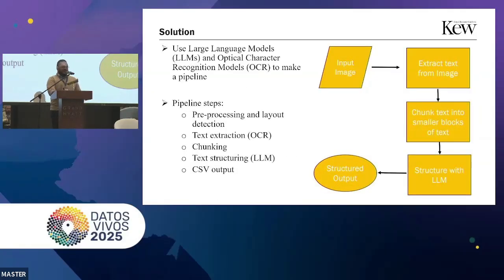So what's the solution? Quite simple. Let's use large language models and OCR to create a pipeline. The easiest way to say how the pipeline works is we take the input image of the catalog pages, we extract the text from them, we then chunk them so they are individual text blocks that can then be sent to the large language models to be transcribed into a format that we specify through a schema. This will then be outputted into a CSV format for the curators to work with.